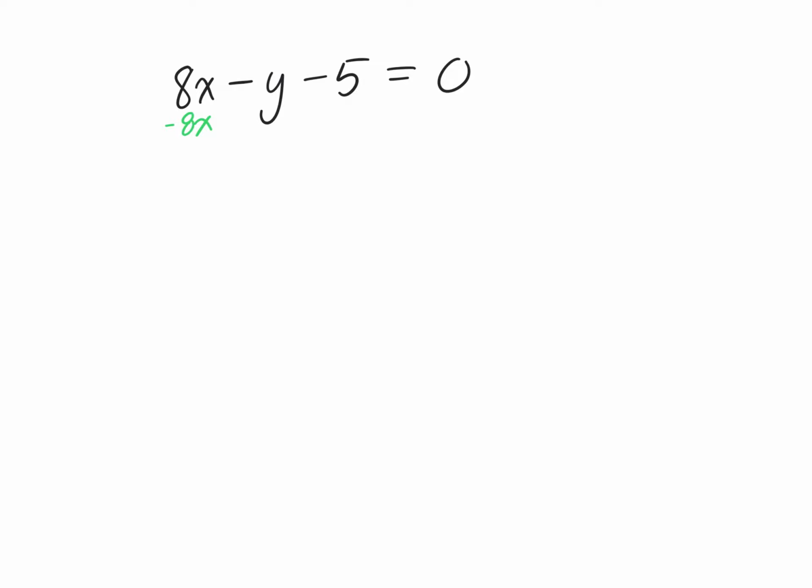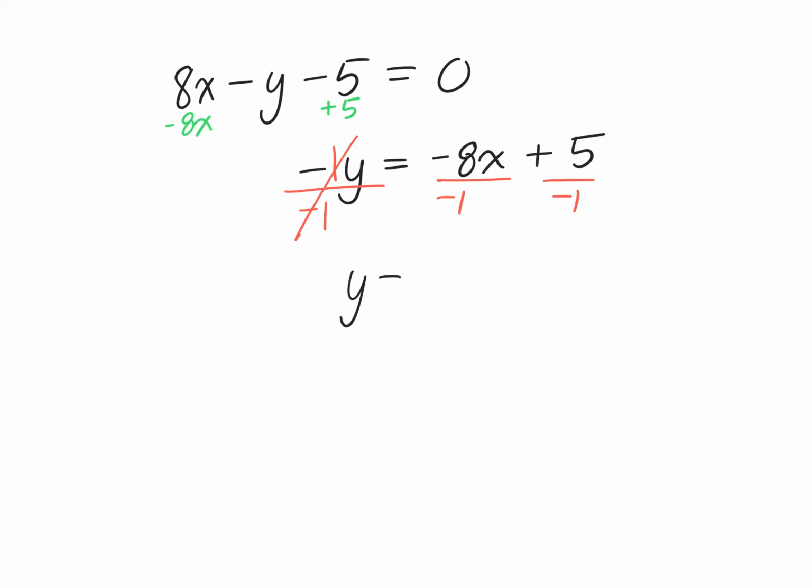We take it away. What's the opposite of negative 5? Okay, so I'm left with negative y equals what? Negative 8x plus 5. Is that the answer? What do I have to divide everything by? Negative 1, because I'm trying to get rid of that to get it to just say y. So divide everything by a negative. What are we left with?